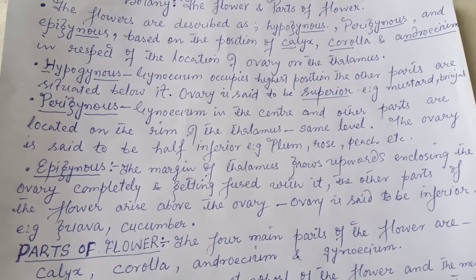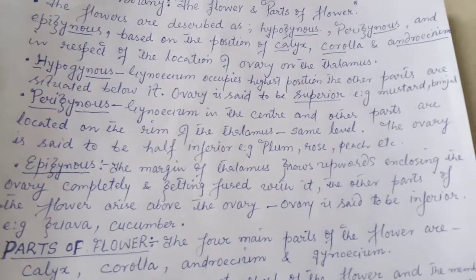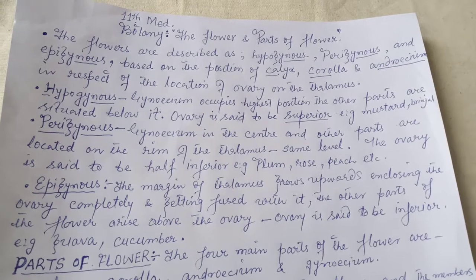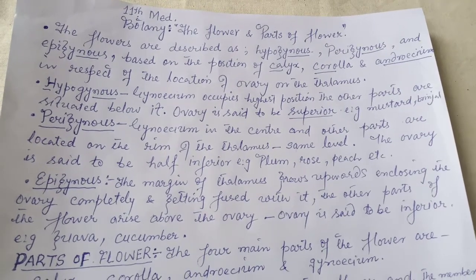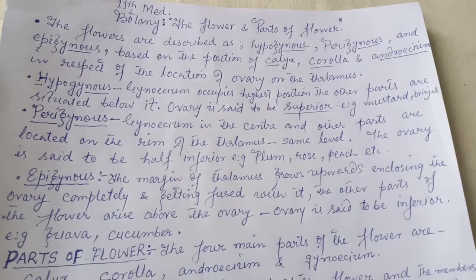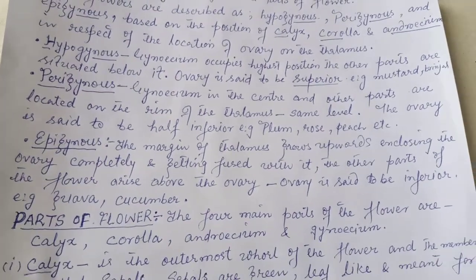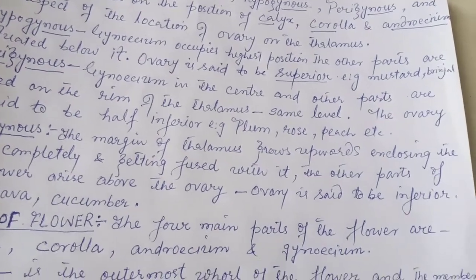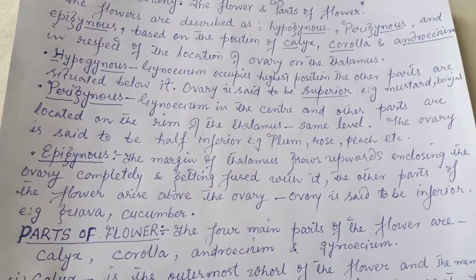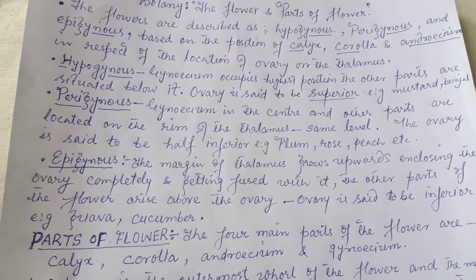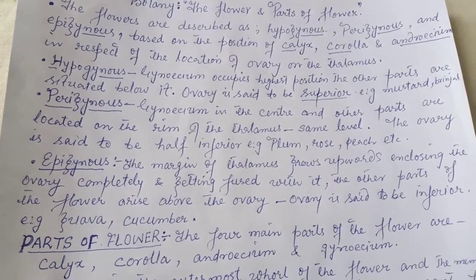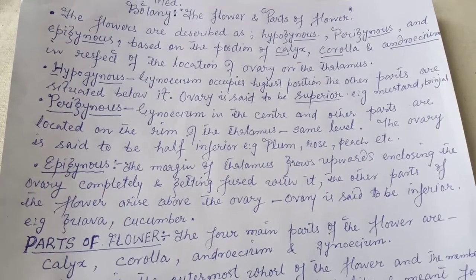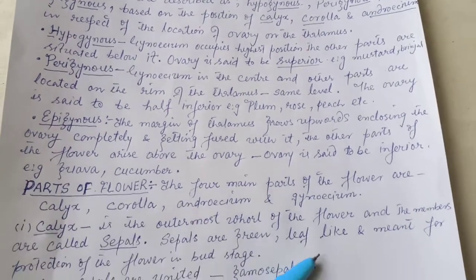And the third one is the epigynous condition. The margin of the thalamus grows upwards, enclosing the ovary completely and getting fused with it. The other parts of the flower arise above the ovary, and this condition is said to be the epigynous condition, and the ovary in this case is said to be inferior, as in guava, cucumber. These are the three types of the flower based on the position of the ovary and other parts: the hypogynous, perigynous and epigynous.